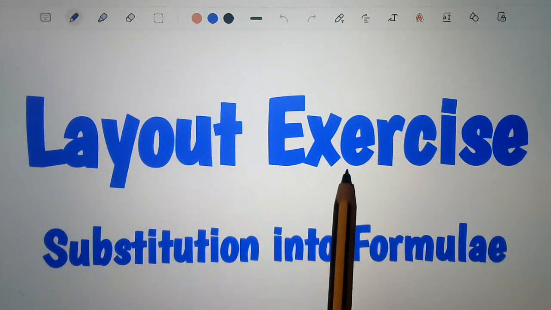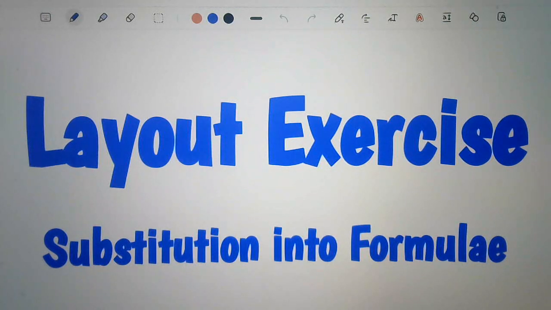It's a layout exercise. So we're going to learn how to lay out stuff properly, and I'm looking specifically at substitution into formulae. So first of all, let's look at the general principle.